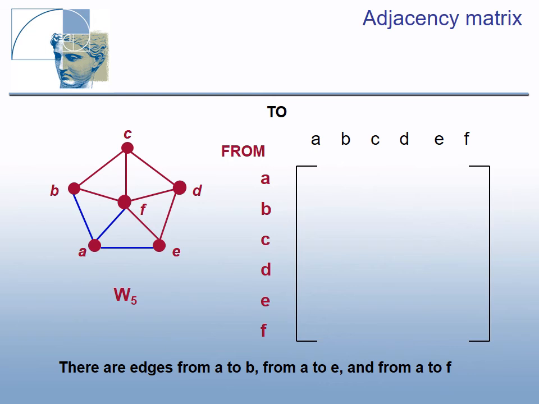There is no edge AA, therefore the first element is 0. There is an edge AB. It means that the second element is 1. Then 0, 0, 1, 1. In the next row, we will have 1, 0, 1, 0, 0, 1. For the third row, 0, 1, 0, 1, 0, 1. You can stop the video here and try to fill the last 3 rows by yourself.